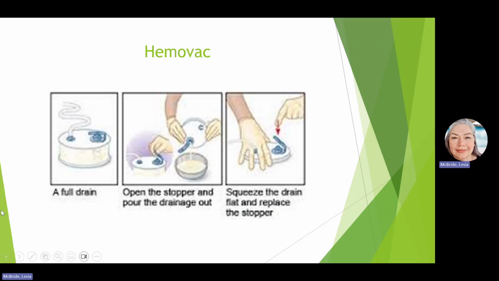It is easy to remove those. There's very little discomfort. It might be a pulling or tugging, but it's not painful for those to be pulled out. We want to make sure that we're washing our hands before and after, that we're wearing gloves when we are emptying JPs as well as hemovacs, and we're using PPE.